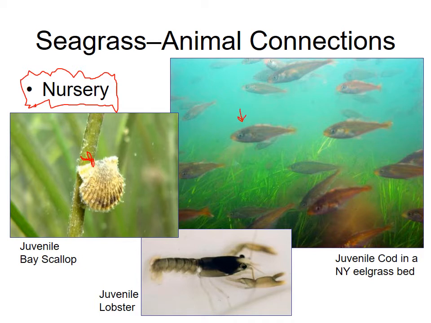Okay, so these fish in the next picture here are juvenile cod. Cod are a cold water continental shelf fish that lives in the North Atlantic Ocean, and there are other species in the North Pacific Ocean. But as juveniles, the little baby cod like to hang out in seagrass beds.